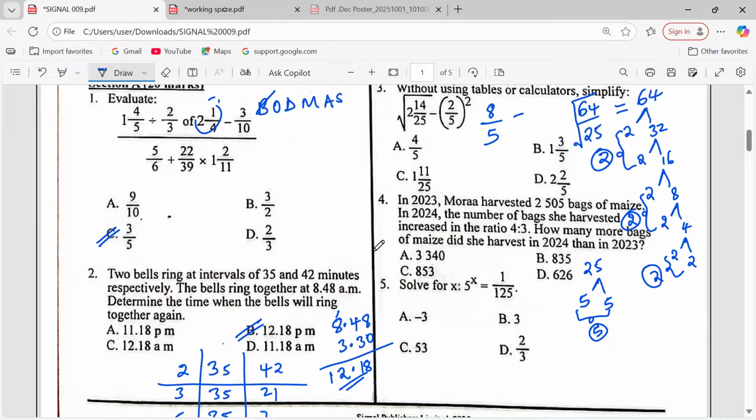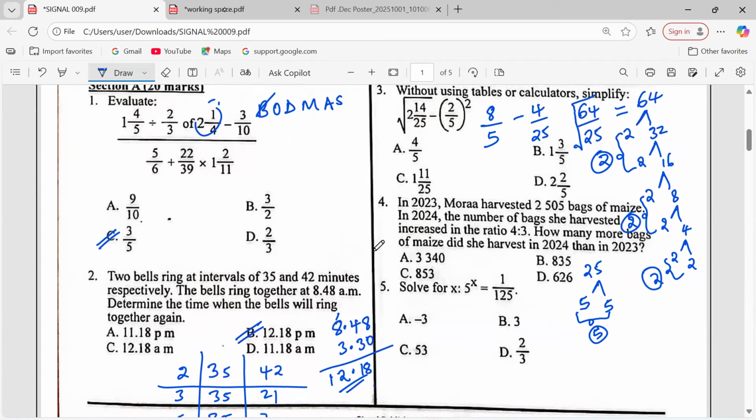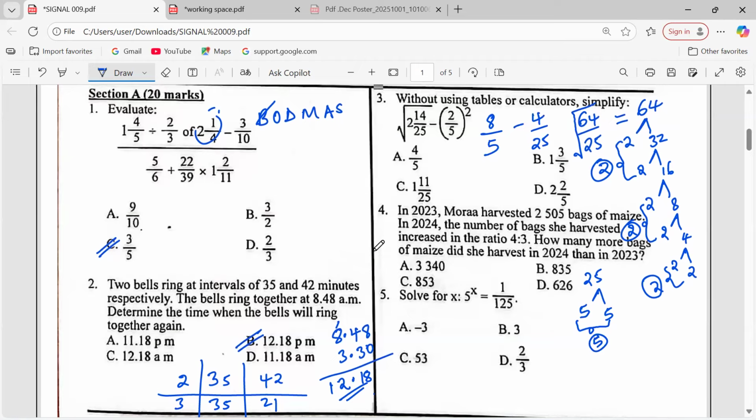Then minus, when we square now, it will be 2 times 2, which is 4, and 5 times 5, which is 25. Then now we are supposed to work out these. 8 over 5 minus 4 over 25. The LCM of 5 and 25 is just 25. 25 divided by 5, we get 5. Times 8, 40. Minus 25 divided by 25, we get 1. Times 4, it's just 4.